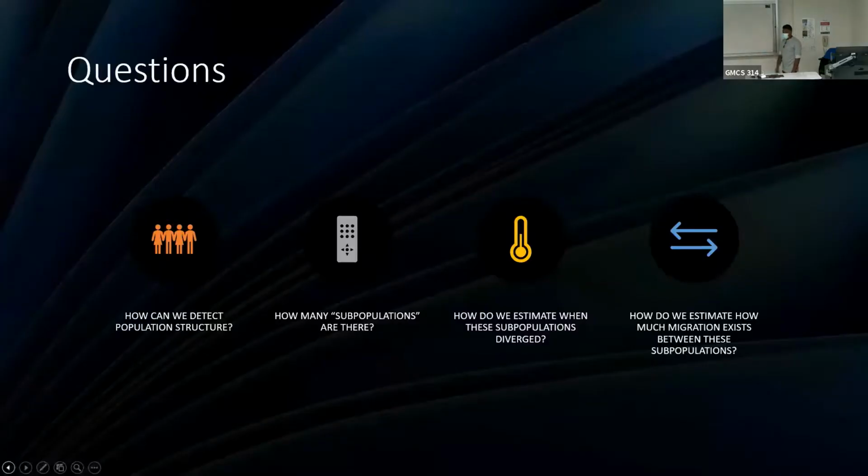So, big questions. Can we actually detect population structure? How do we do that using genetic data? How many populations are there amongst these populations that we sampled? How do we estimate when they diverged from each other? When did they move away from each other? And how did they exchange genes with each other? Now, all of this given their genetic data.